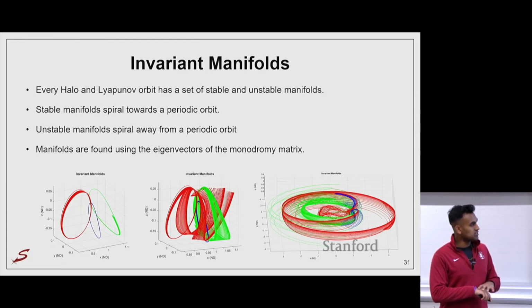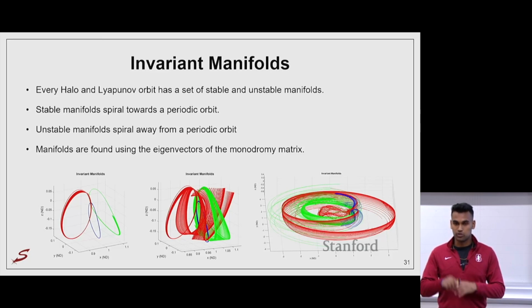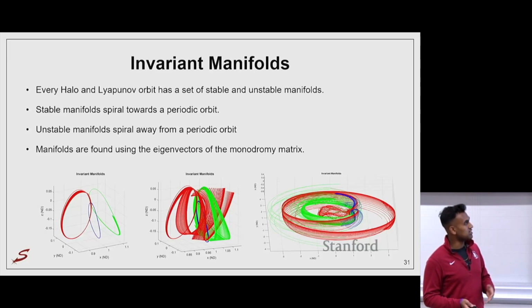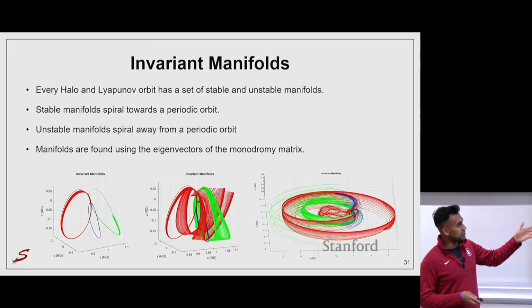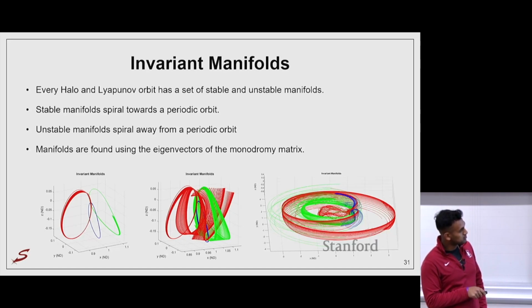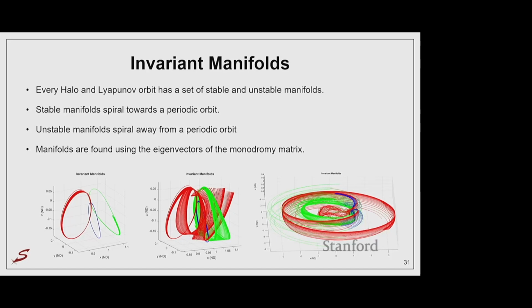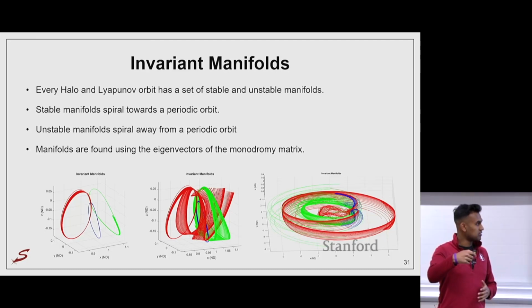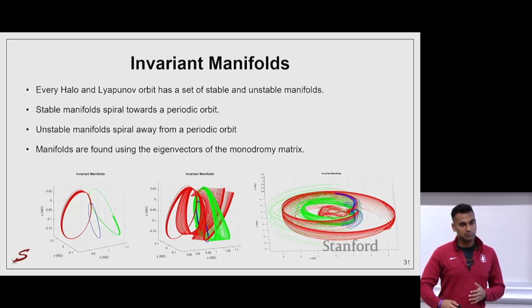Basically, if you integrate numerically the CR3BP nonlinear equations of motion over a whole period, and you find the state transition matrix at the end of that period, that's known as the monodromy matrix. You take the eigenvalues of that and the eigenvectors associated with them, and you go down the stable one, then you end up on the stable manifold that will propagate and land you back onto the original periodic orbit that you started on. If you get onto the unstable manifold, that'll spiral away from that periodic orbit.